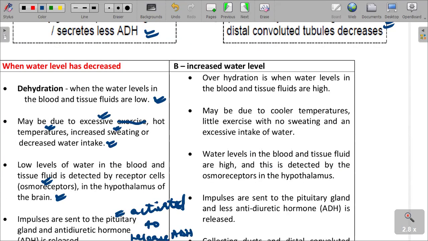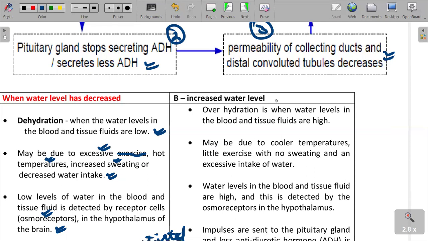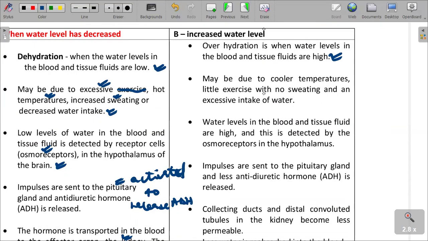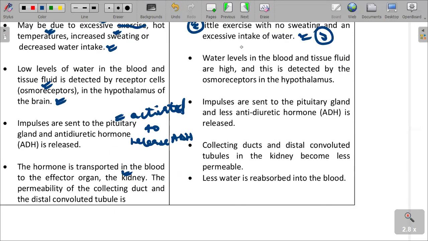So overhydration is when water levels in the blood and tissue are high. When water levels in the blood and tissue have become so high, maybe due to cooler temperatures, that can be the reason. Little exercising can also be a reason. People are not exercising a lot, with no sweating, and an excessive intake of water. When people drink too much water, we can also talk about an excess of water in the body. So water levels in the blood and tissue fluid become high.